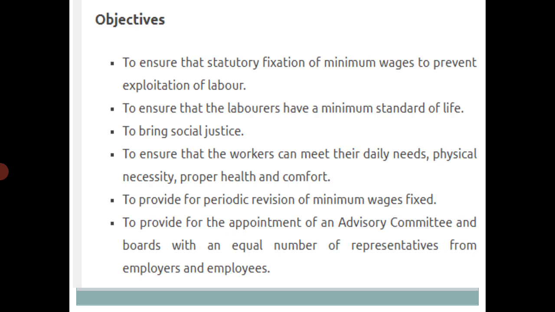ओके, टू ब्रिंग सोशल जस्टिस, what does it mean? To bring social justice means that, say, if the income received by all these workers is moderate, which can satisfy their needs, surely they will upgrade their standard of living, is it? So there will not be any kind of imbalance in the society, means no one will be richer, no one will be poorer, everybody will be equal. So this is also one of the objectives of minimum wages act.